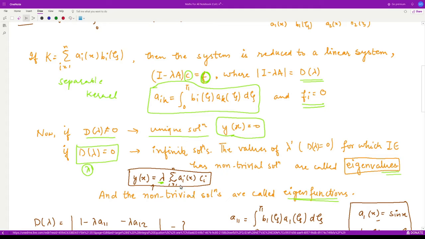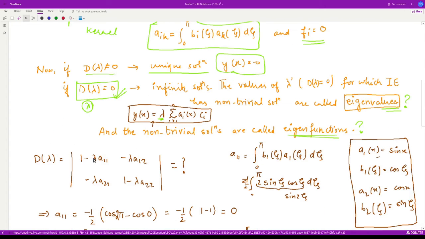This was the theory. So let us calculate this D(lambda), and let us equate it to 0 to calculate the corresponding eigenvalues and then the corresponding eigenfunctions, right? So D(lambda) in our case would be the determinant of I minus lambda into A, that is, I minus lambda times a11, a12, a21, a22, where these are calculated using this expression a_ik. So a11 would be the integration from 0 to pi of b1(zeta) a1(zeta) d zeta, where these are the values, right? So you can perform the integration.